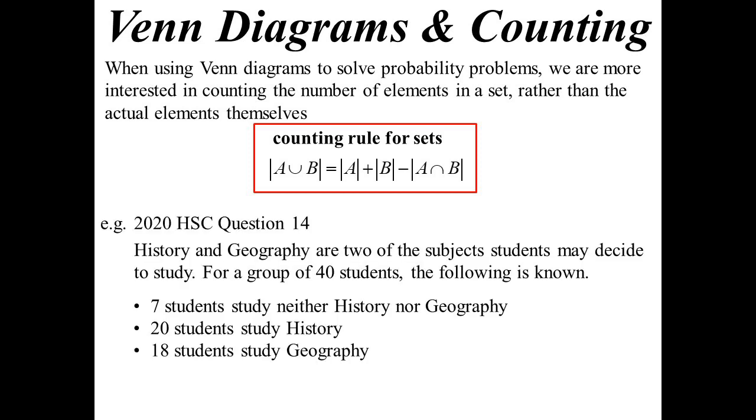2020 HSC question then. So history and geography, two subjects that we could choose to study. There's a group of 40 students and we know this information. 7 study neither history or geography. 20 study history and 18 students study geography. So the first part of the question was, a student's chosen at random by using a Venn diagram. They did give you the option to do it another way if you wanted to, so say or otherwise. Find the probability that the student studies both history and geography.